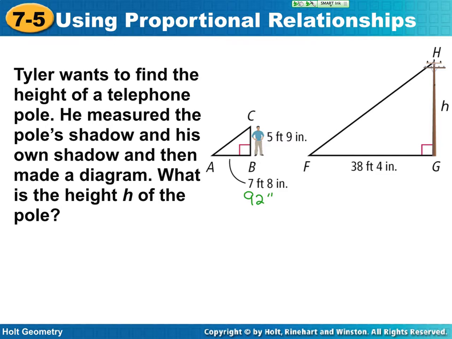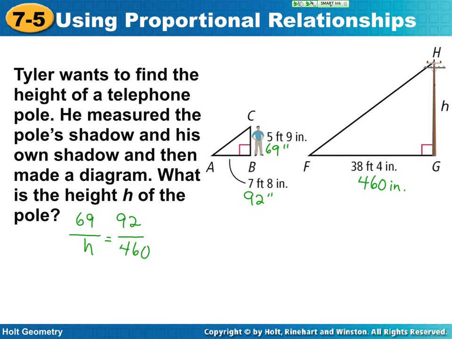5 feet plus 9 more. So that's a total of 69 inches for that person. The shadow, 38 times 12. 38. I got it. Plus 4. 460 inches. Okay, so we can set up our ratios. What would be the comparison? 69 compared to H. H is the same as 92 compared to 460.